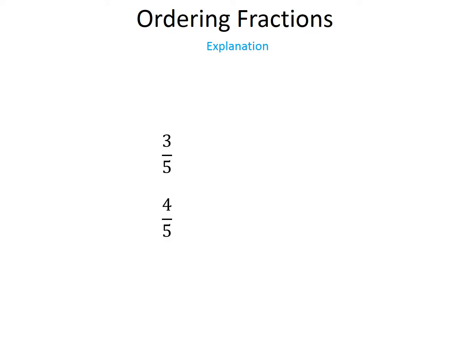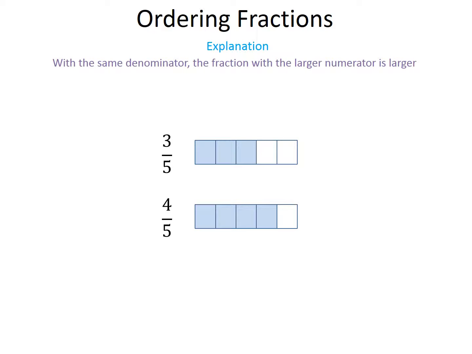So let's start comparing some fractions. We've got 3/5 and 4/5. Let's draw them out. There's 3/5, 5 sections, 3 of them shaded in. And there's 4/5, the same 5 sections, this time 4 of them shaded in. Notice that 4/5 is bigger than 3/5. That makes perfect sense, 4/5 has more pieces shaded in. So when the denominator is the same, whichever one has more pieces shaded in is bigger. In other words, whichever one has a higher numerator is the larger fraction.